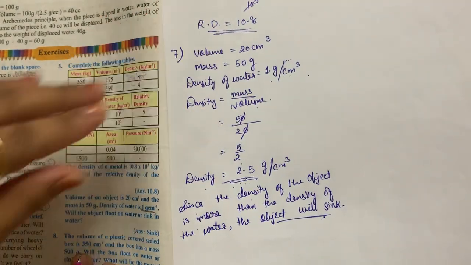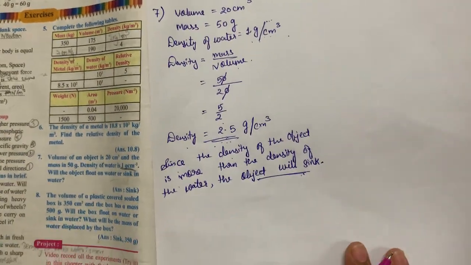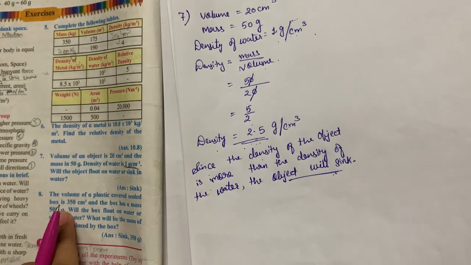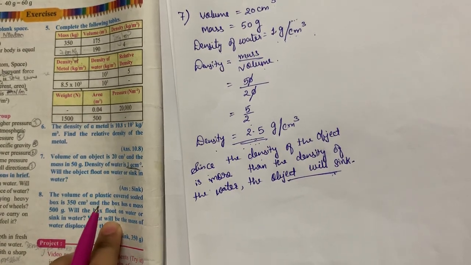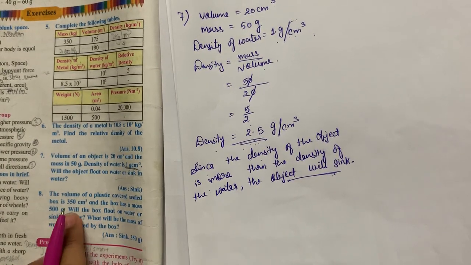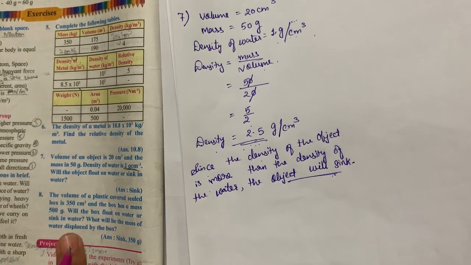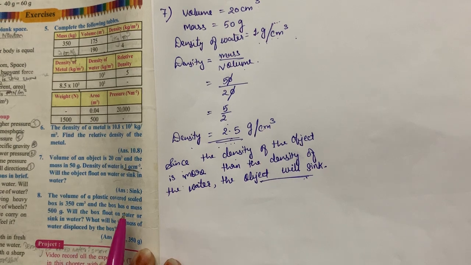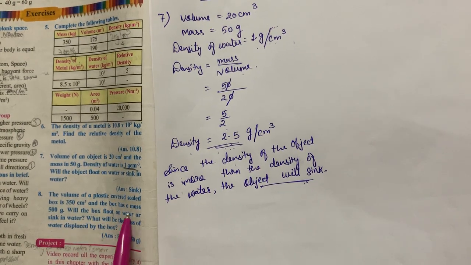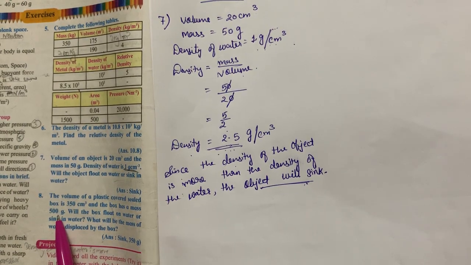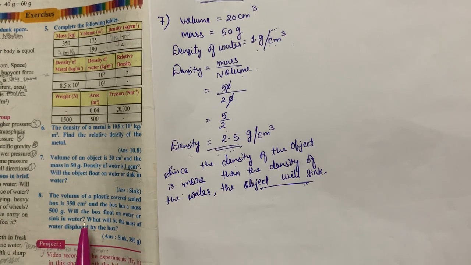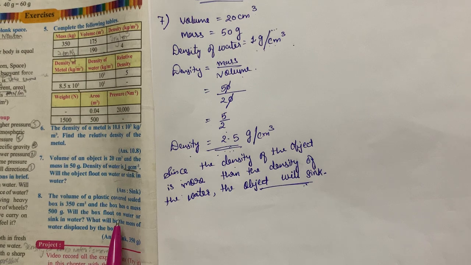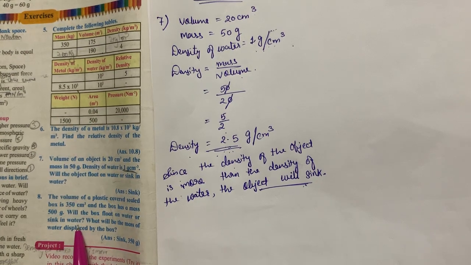Question number 8. You can see the volume of a plastic box, covered, is 350 centimeter cube. What is given? Volume is given. Then what else is the box having? Mass, that is 500 gram. That means mass is also given. What is asked? Will the box float on water or sink in water?